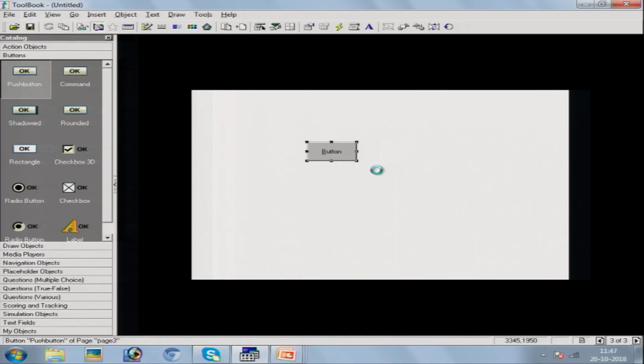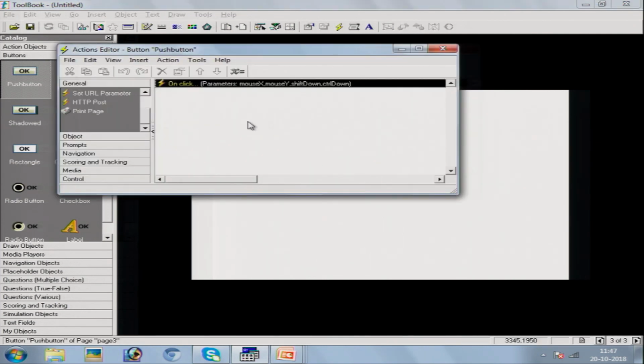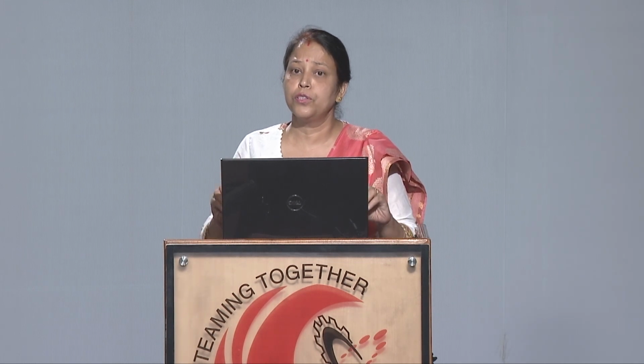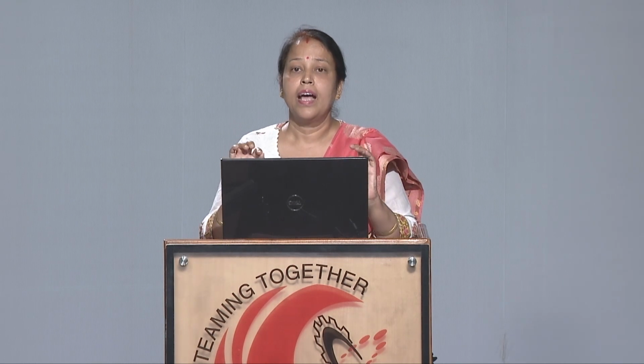So we will click on the action objects and automatically the action editor will open for you, and you see here it has already been written on click. That means this is an event, a user-given event. That means whenever you click that button, what do you want? For example, we want a very simple program: if we click on this button, it will go to the first page, right? You don't have to know how to write the programming, you only have to click on it, on the actual button.